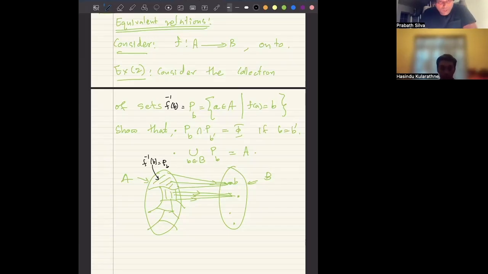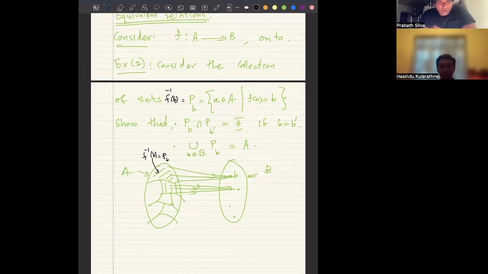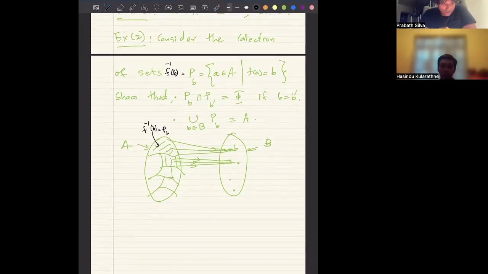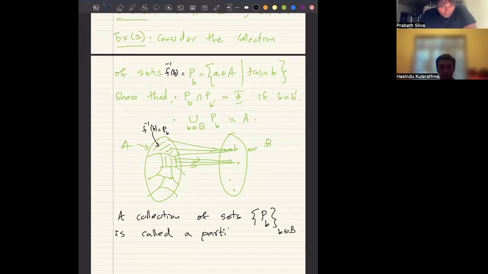Okay, so what we are seeing here, this type of setup, is called a partition. Okay, so a collection of sets like this, PB, B in B, is called a partition.